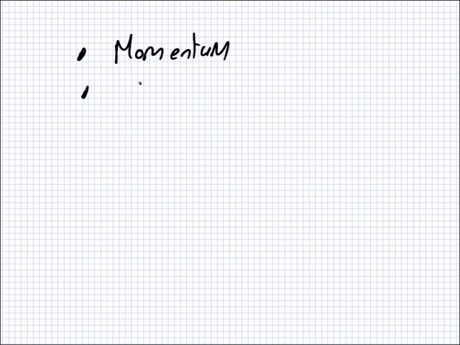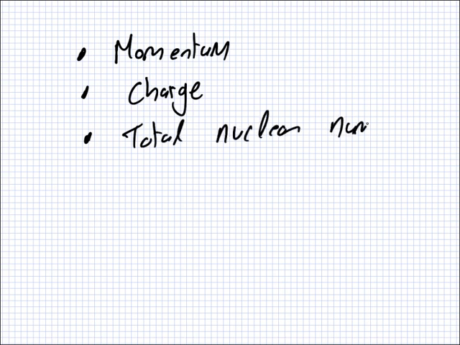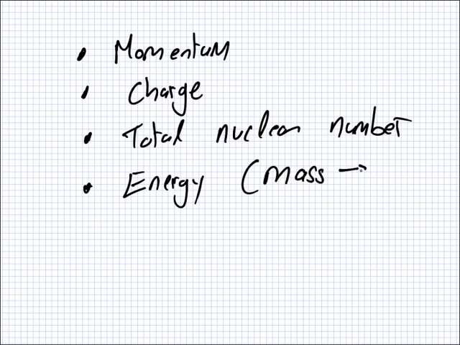Another thing which is conserved is charge. Another thing which is conserved is the total nucleon number. And also energy is conserved, as long as you remember that mass is a form of energy as well. So you just need to pick 2 of those, and that's fine. How many marks for that? Probably 2, right? Right, what's next?